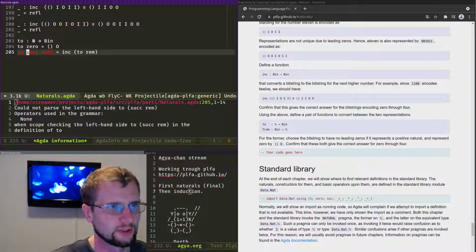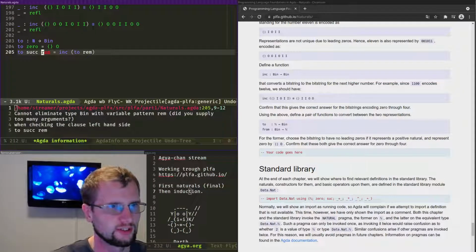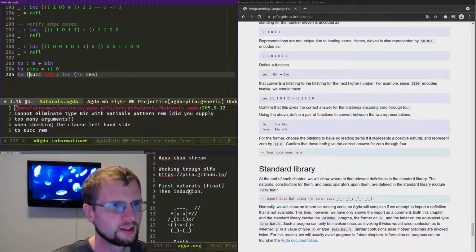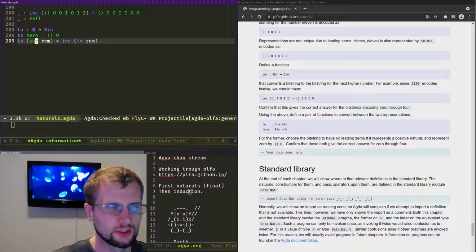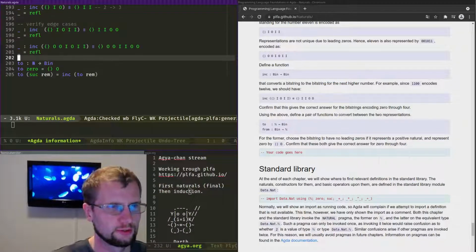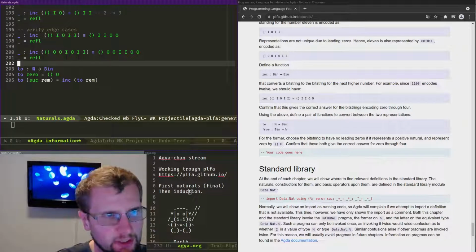What? Oh wait, maybe it's like this. Maybe pattern matching. Come on. Or maybe it's like a full word. Oh, it's one suc too much. There we go. Okay, that's the first one.